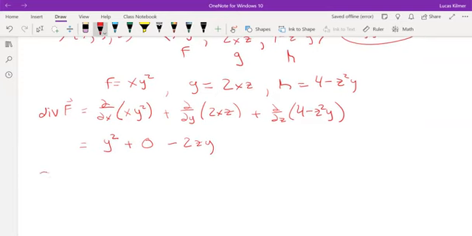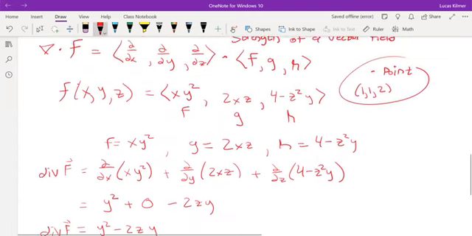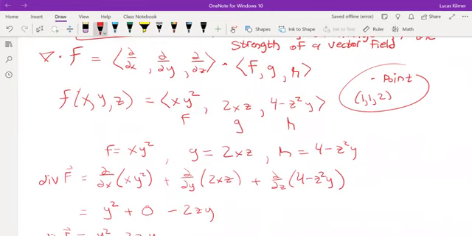So our function is then that divergence of the function is going to be y squared minus 2zy. Now that is the divergence as a function. Now what I mentioned earlier is that we wanted to look at it at a specific point. So let's say we want to look at this whole field. We want to look at a very specific point of 1, 1, 2. So 1 at x, 1 at y, and then 2 at z.